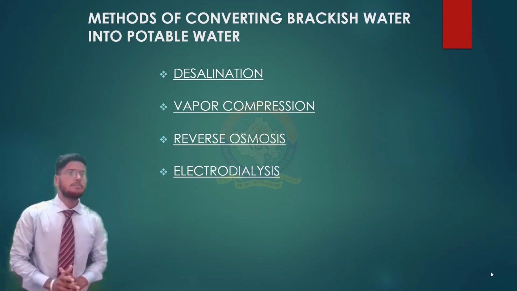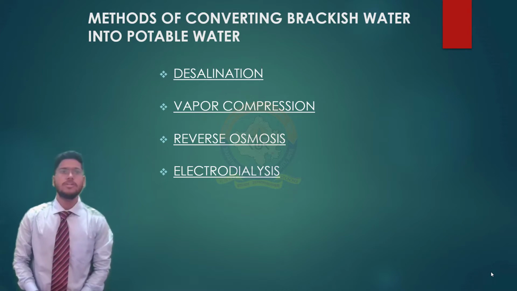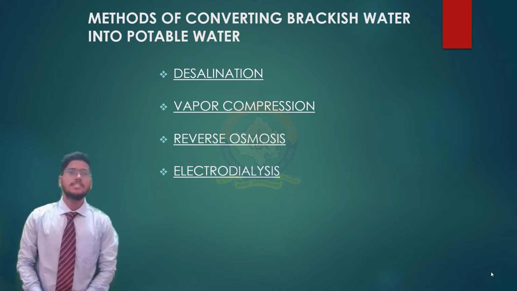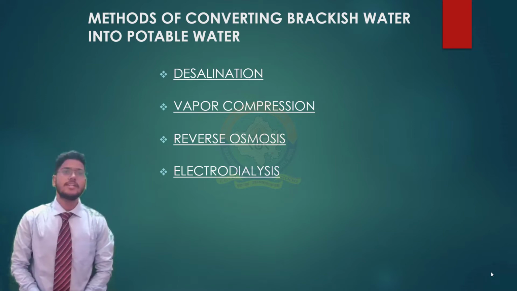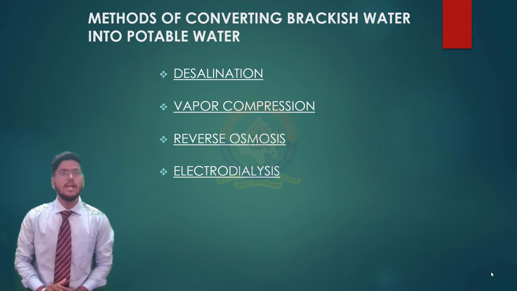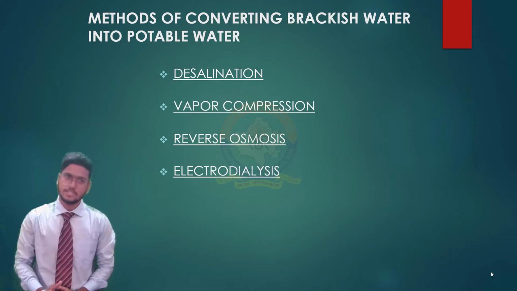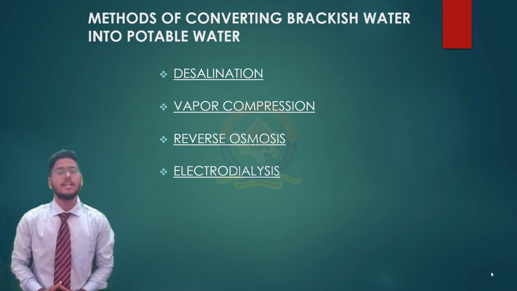There are some other methods for converting brackish water into potable water. So the first is distillation. Saline water is evaporated using thermal energy, and the resulting steam is collected and condensed as the final product. And the second one is vapor compression. In vapor compression, water vapor from boiling water is compressed adiabatically and the vapor gets superheated. The superheated vapor is first cooled to saturation temperature and then condensed at constant pressure. This process is driven by mechanical energy.